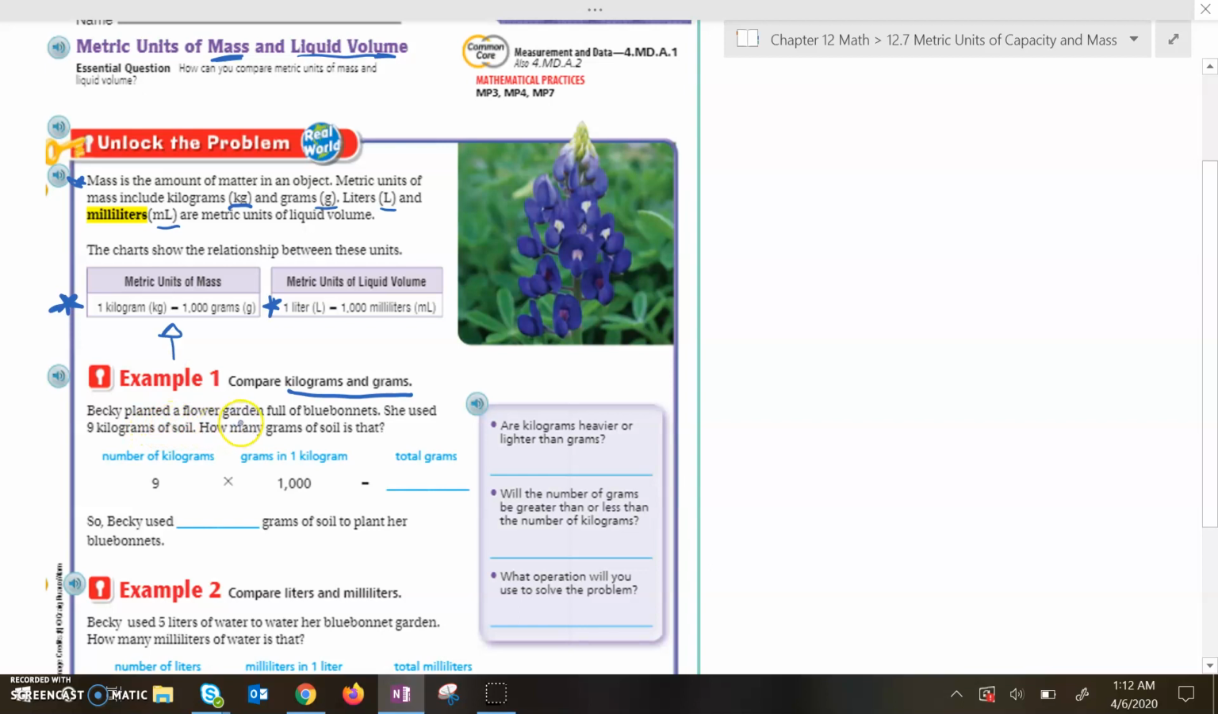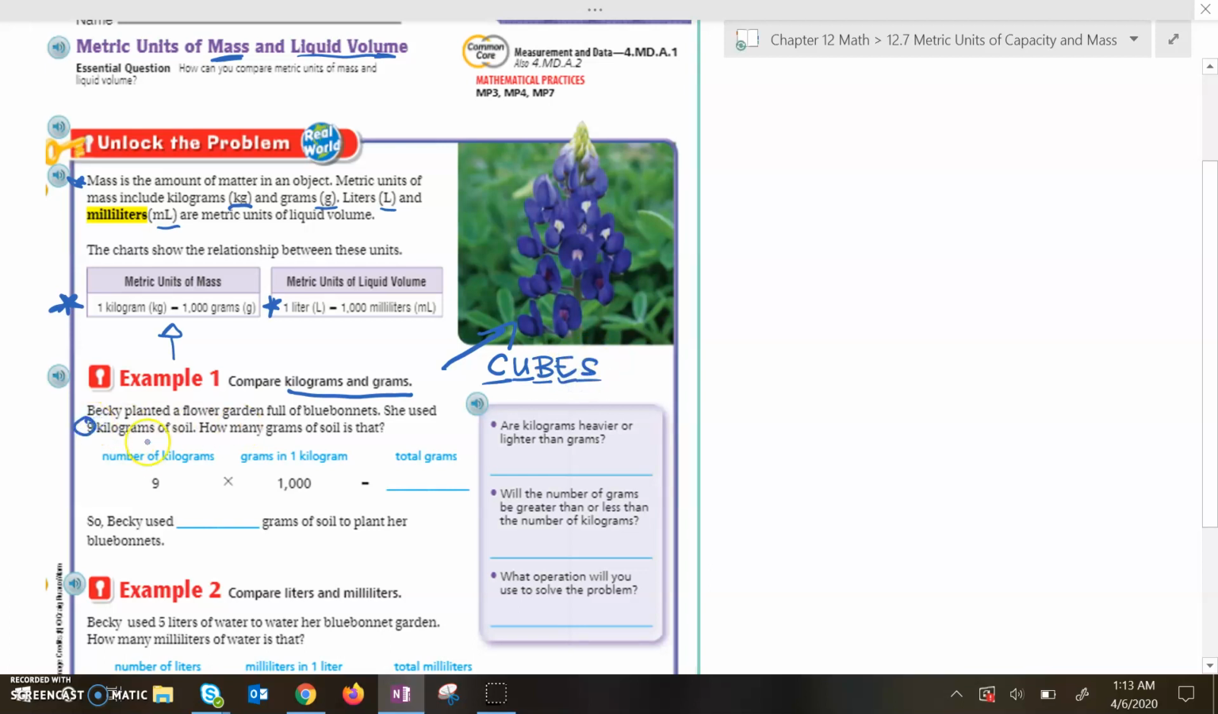Becky planted a flower garden full of bluebonnets. These are bluebonnet flowers right here. She used 9 kilograms of soil. How many grams of soil is that? Now remember, we use the CUBES method. Circle the numbers, underline the question, box the keywords, evaluate the problem, and solve.